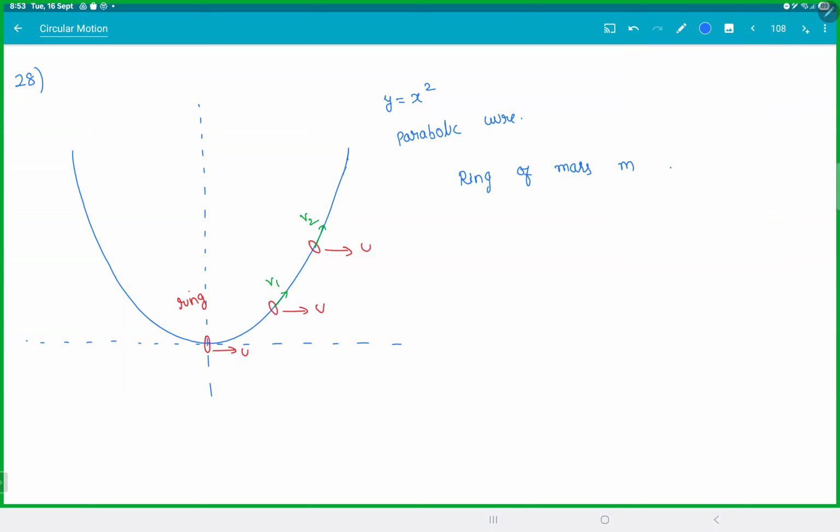Ring of mass m slides on a parabolic wire with constant horizontal velocity.